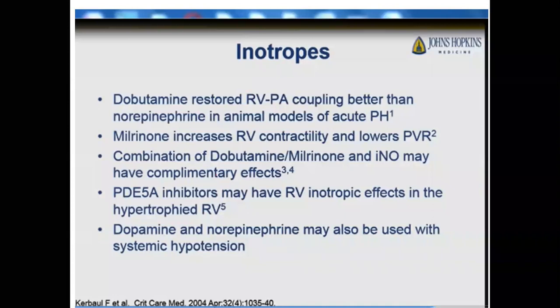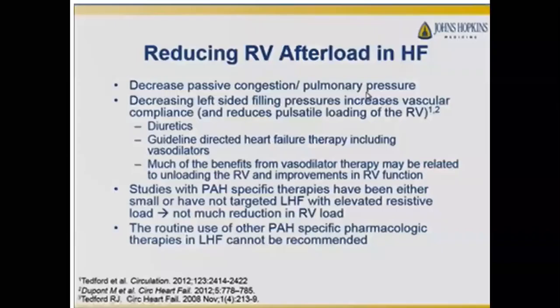In some patients with chronic pulmonary hypertension with RV hypertrophy, phosphodiesterase 5 inhibitors like sildenafil may be used, but as we will see in the next slide, this use is without evidence, and sometimes it has a deleterious effect. So there is no place to use sildenafil or phosphodiesterase 5 inhibitors unless there is a vasodilatory response after catheterization. Dopamine or norepinephrine may also be used if there is concomitant systemic hypotension.